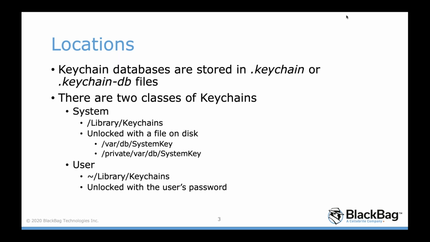This is going to be a .keychain file. And this is unlocked, not with any sort of user's credentials, but with a file on disk. So we also need to take into account this file on disk. These two paths may actually represent the exact same file on systems, because on later systems, the /var/db/SystemKey is actually a symlink to /private/var/db/SystemKey.